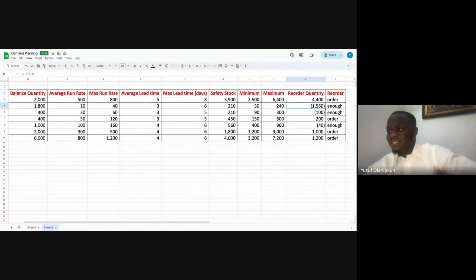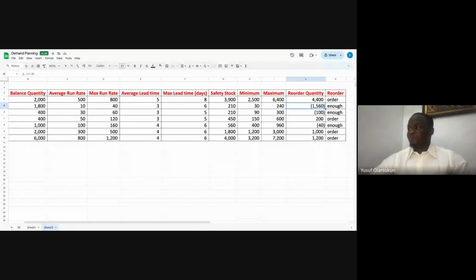Your run rate is 10. You are selling an average of 10 in a day, and the maximum that you sold in the last month was 40. So how do you get to keeping 1,800 when your safety stock is even 10? That is how to use this tool.